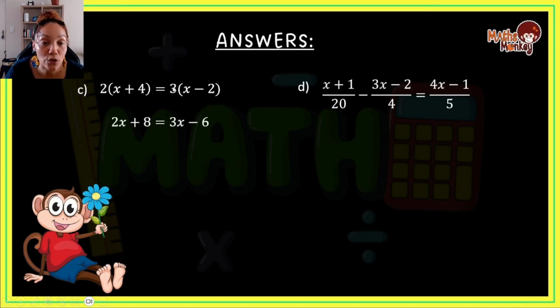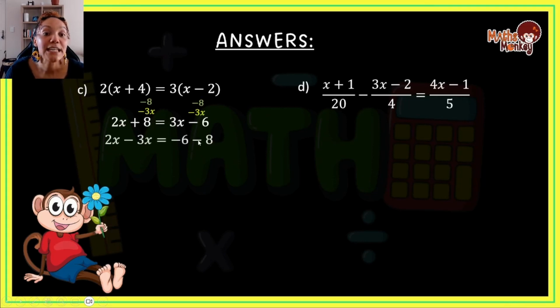And then here we've also got 3 times x is 3x, and then 3 times negative 2 is negative 6. So what I want to do is get all the variables to the one side, all the constants to the other side. And so in this case, to remove this 8, I'm going to subtract 8 on both sides. And to remove this 3x, I'm going to subtract the 3x on both sides.